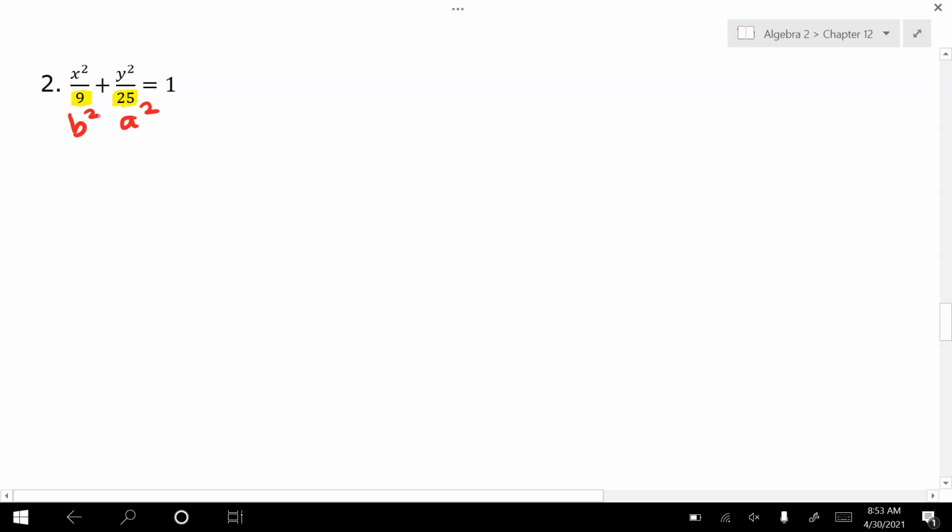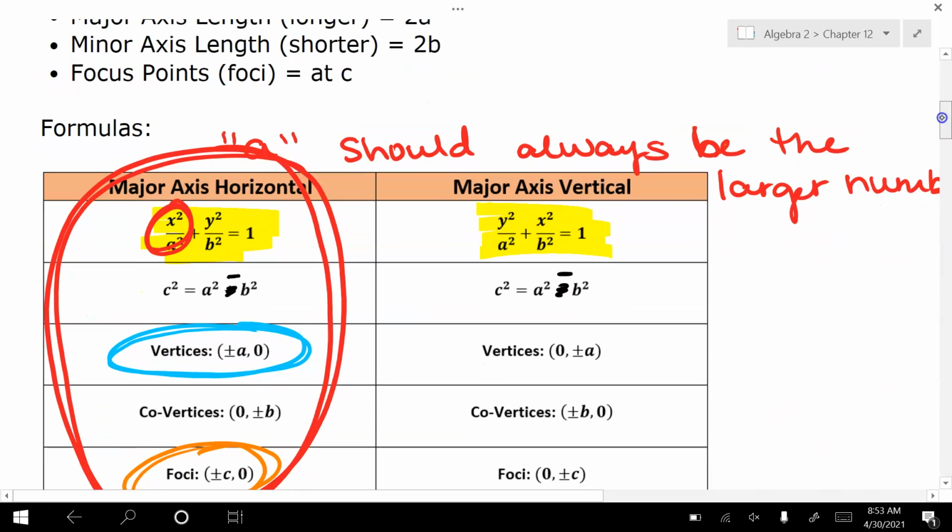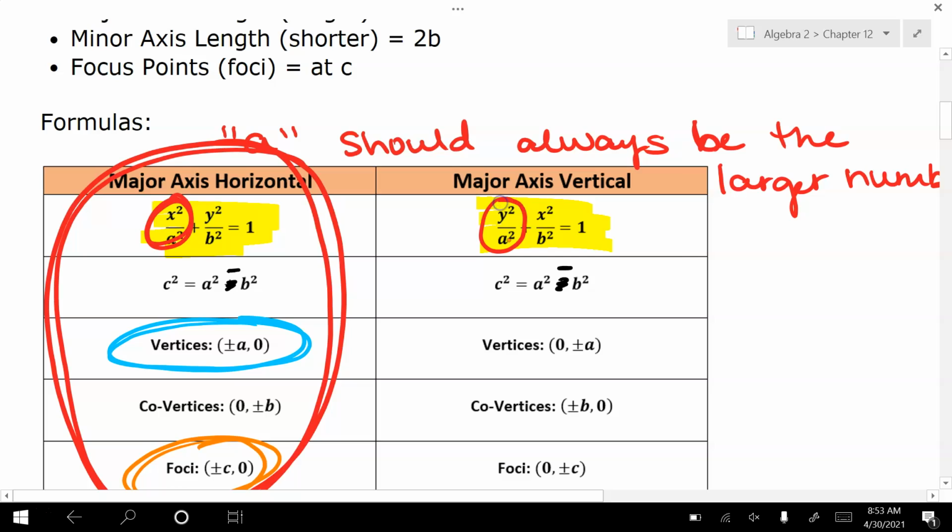So now take a look at the A squared. So take a look at the 25. What letter is sitting above it? The Y. So that means we're going to use the right-hand side of our chart from up above. Because that one, if I scroll back up to that, has Y over the A squared. So that tells us that the major axis is going to be vertical. So this ellipse is going to be sitting upright, and it's going to be stretched over the Y-axis. Everything that we did before is the same as far as finding your A and your B and your C. It's just how we write our vertices, our co-vertices, and our foci. It's flipped. It's the opposite direction from what it was on the last one.